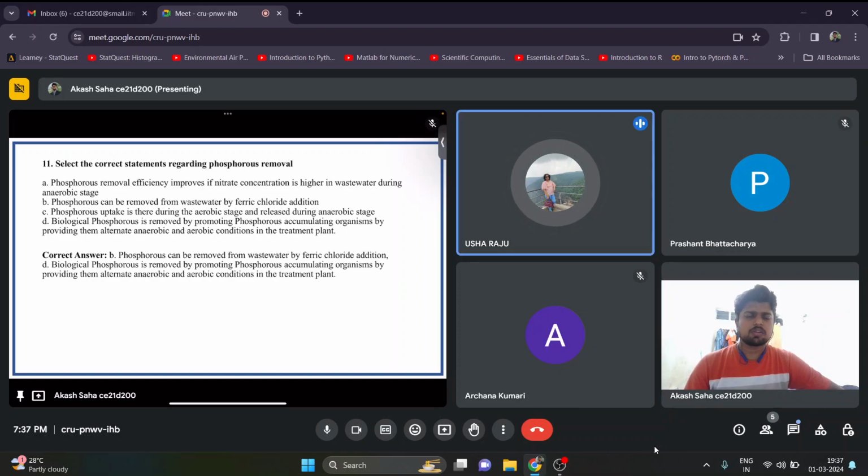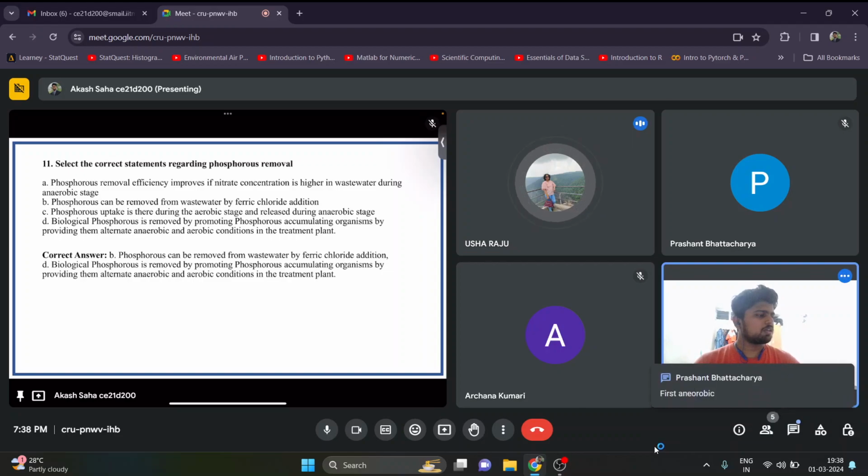I don't understand, because we can write this way also. The statement seems to be correct. Whether we write aerobic first or anaerobic is a different matter, but it is correct that phosphorus is taken up by phosphorus accumulating bacteria. No, this uptake happens definitely in the anaerobic stage, and then at the aerobic stage it is only getting released. So statement C is incorrect.